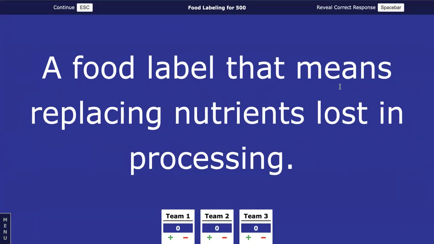A food label that means replacing nutrients lost in processing. And one very common product is all-purpose flour. When they process wheat to turn it into all-purpose flour, they take away the bran, they take away the germ, it's not fortified. And when they take those out, they're taking away a lot of essential nutrients. So kids who are eating a lot of bread and pasta and cereal and stuff start becoming very malnourished, undernourished in these specific vitamins and minerals, iron.